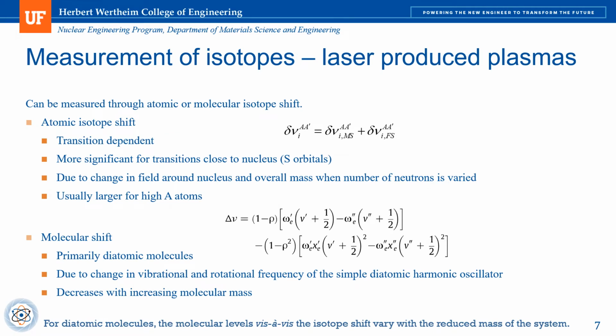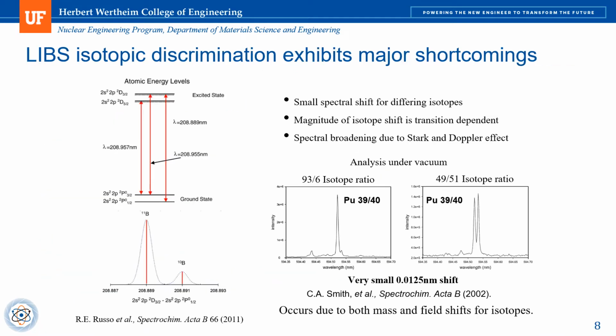I want to quickly highlight the two main routes in which isotope resolved measurements are performed with LIBS. The first is through the use of the atomic isotope shift that is transition dependent, which is usually also higher for large A number atoms. The second is the molecular isotope shift, which is primarily observed for diatomic molecules and will decrease with increasing molecular mass. So LIBS isotopic discrimination exhibits major shortcomings.